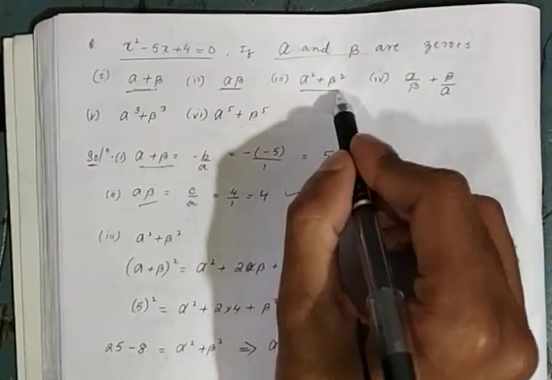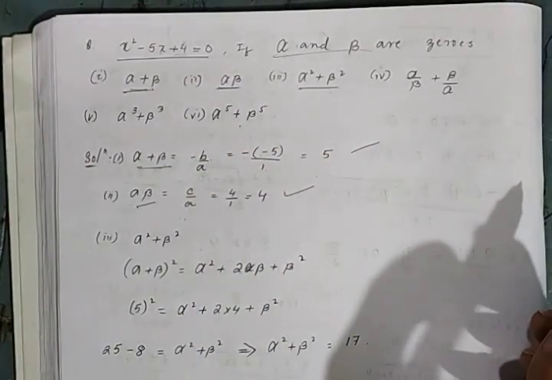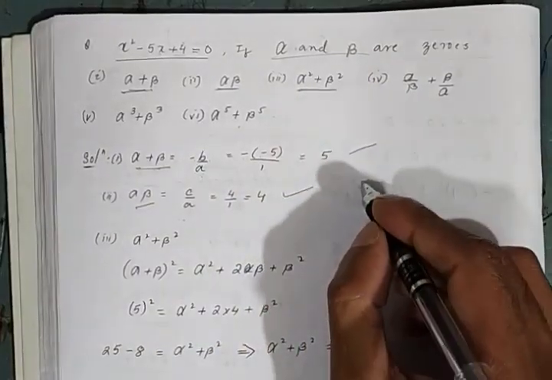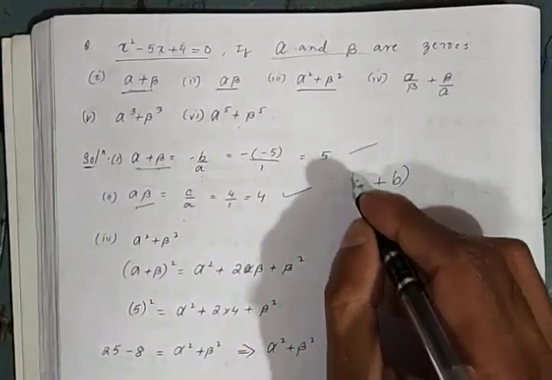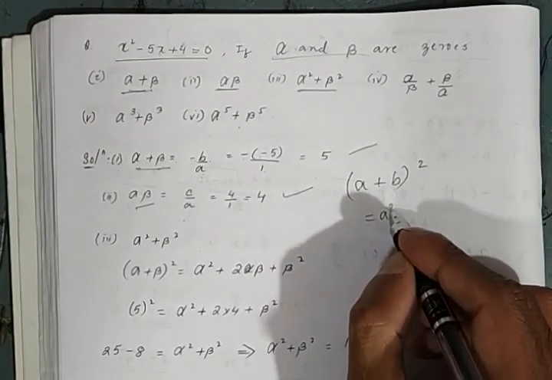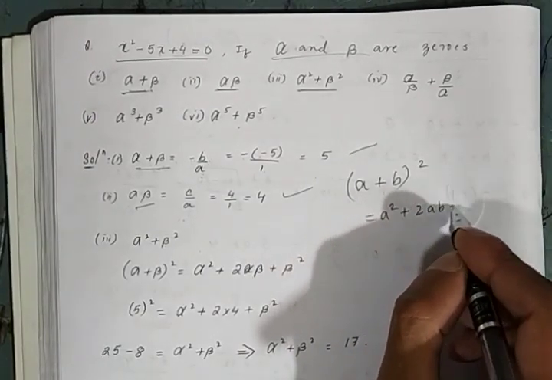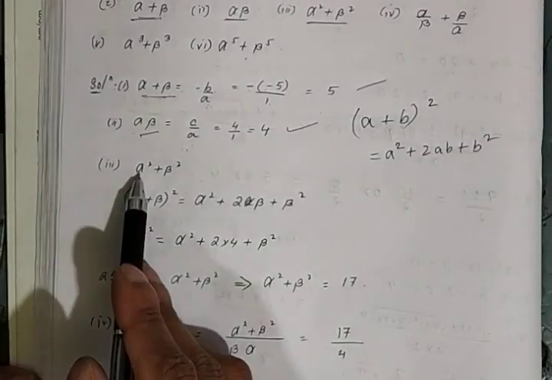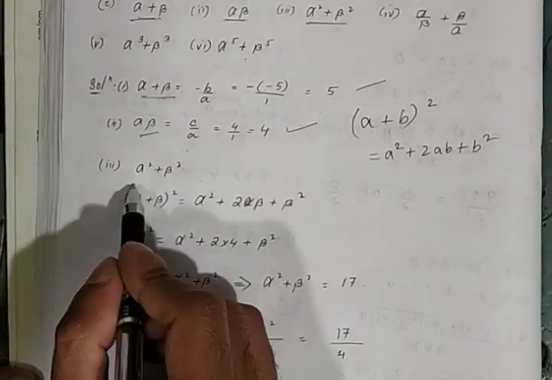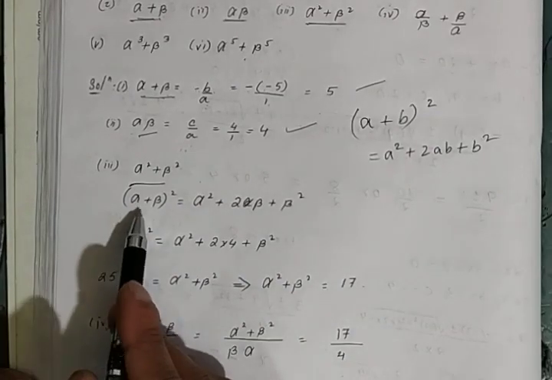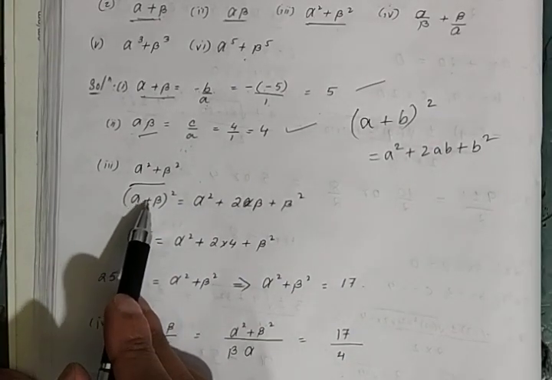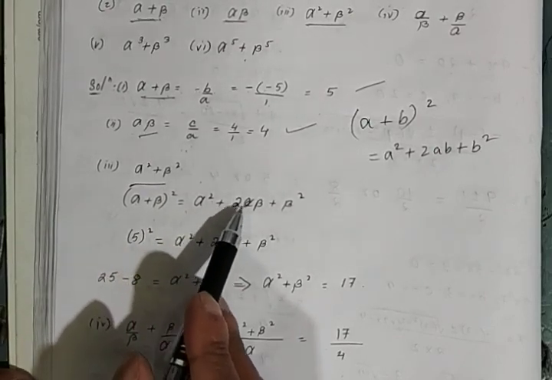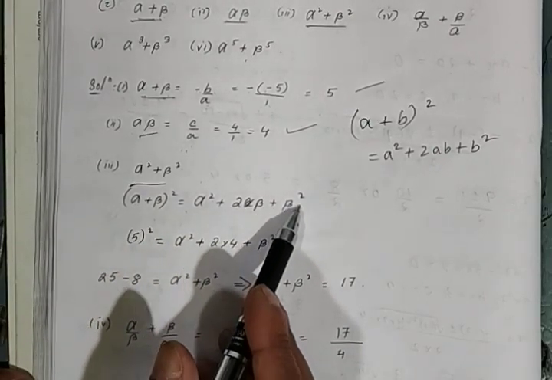Now our question is find out alpha square plus beta square. In order to find out alpha square plus beta square, you have to know one formula, a plus b whole square. A plus b whole square is a square plus 2ab plus b square. See what I have written here. Alpha square plus beta square, directly I cannot find. Now I have to first expand. Alpha plus beta whole square is equal to alpha square plus twice alpha beta plus beta square.